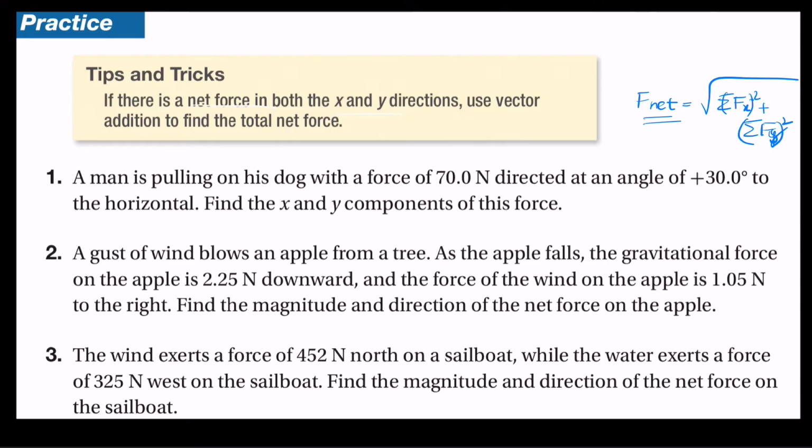So use the same principle. Pause the video right here and try to solve this problem. If both net forces are present, then for calculating the angle, tan theta becomes sigma Fy by sigma Fx. So these are the two formulas to use.